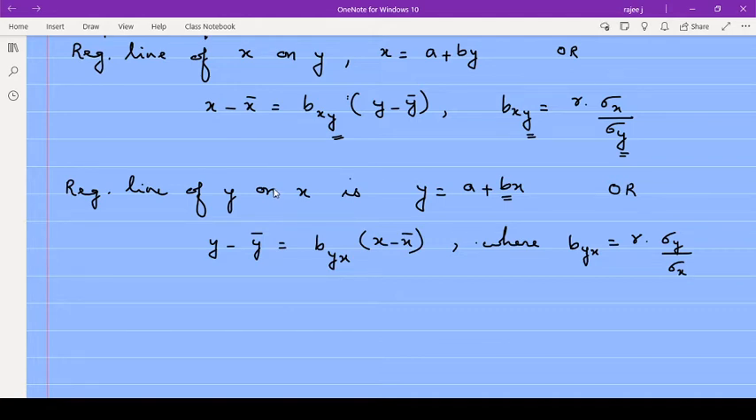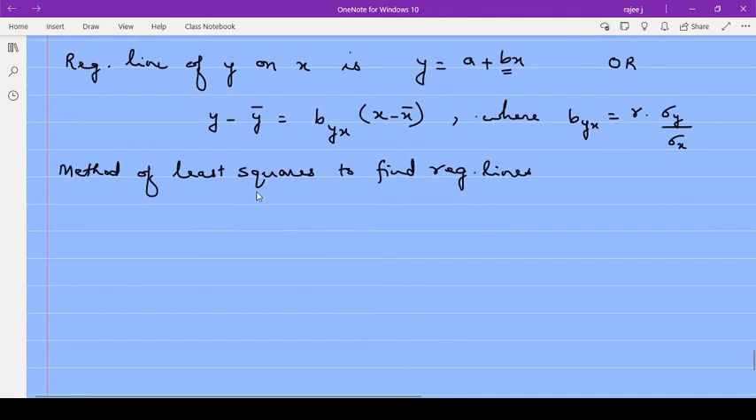Then instead of using this one, there is another method called the method of least squares to find or to fit regression lines. The method of least squares to find regression lines, that also I'll tell, then we will do problems together. This is called fitting of a regression line, and that process is called fitting of curves.